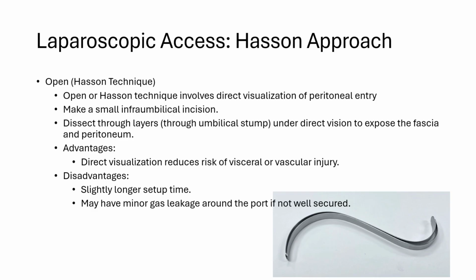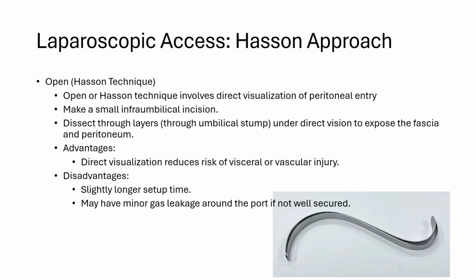The next method I want to discuss is the Hasson approach, also known as the open technique. This method differs from the Veress needle technique because the Veress approach enters the abdominal cavity blindly, whereas the Hasson technique allows the surgeon to directly visualize the layers of the abdominal wall during entry. With this approach, the abdominal wall is carefully dissected layer by layer until the peritoneum is open and the abdominal cavity is entered, after which a trocar is then placed under direct visualization and the port is secured.